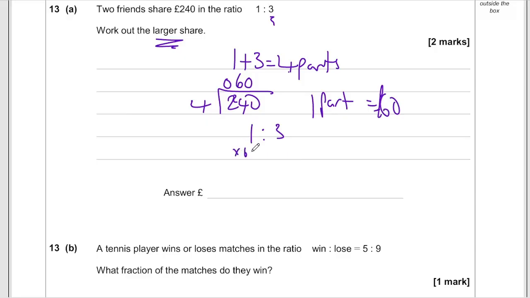And remember, we're going to go back to the ratio 1 to 3. So I do 1 times 60 is 60, 3 times 60 is 180. And again, back to the question, we want to work out the larger share. So the larger share is £180.